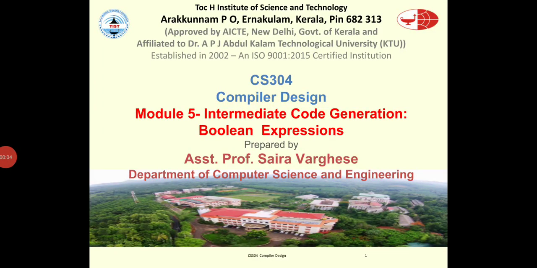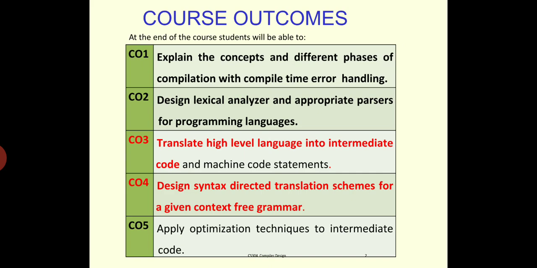This video discusses the topic Boolean Expression coming under Intermediate Code Generation of Module 5. This video pertains to the course outcome: translate high-level language into intermediate code, and design syntax-directed translation scheme for a given context-free grammar.